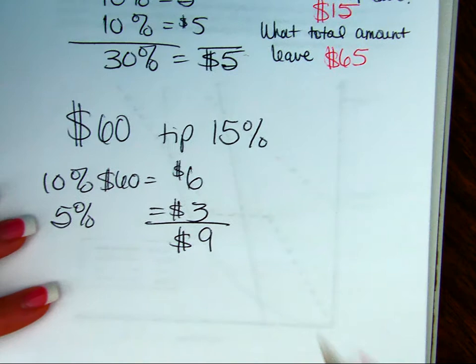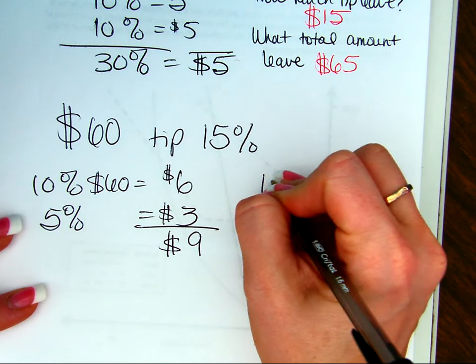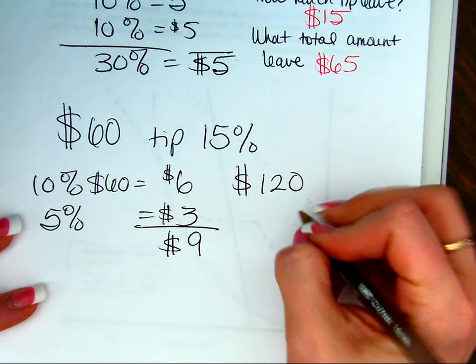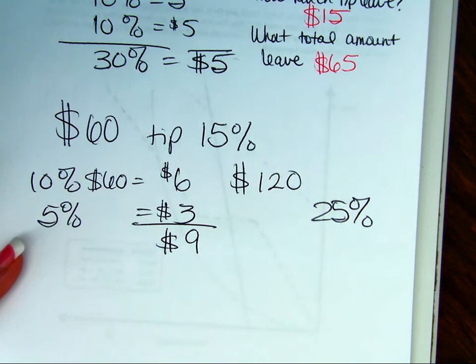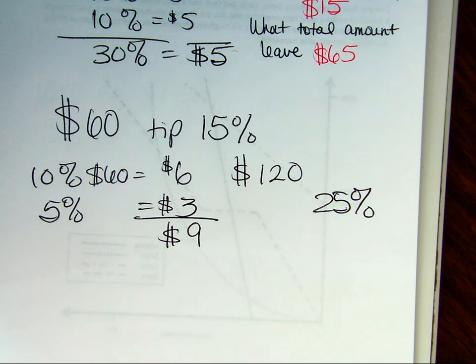Very good. What if your bill is $120 and they're so good that you want to leave a 25% tip? There's a couple different ways to do this. Try to figure out the best way in your head to get the answer. 25 is kind of a special number too. So you have 2 options right now. You can figure out 10 and 10 again.